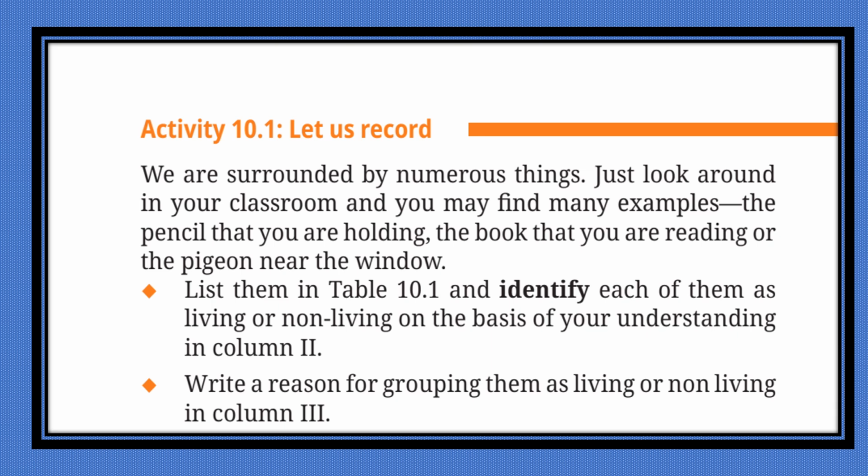So आपने living and non-living things, जो भी आप देखते हो अपने क्लासरूम में या अपने रूम में, आपको उनके बारे में इसमें लिखना है और आपके बेसिस पे उनको आइडेंटिफाई करना है कि वो लिविंग है या नॉन लिविंग है. And write a reason for grouping them as living and non-living in column 3. कॉलम 3 में आपने क्या करना है, रीजन भी लिखना है कि आपने क्यों इनको लिविंग या नॉन लिविंग बताया.